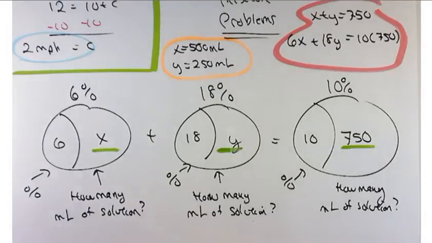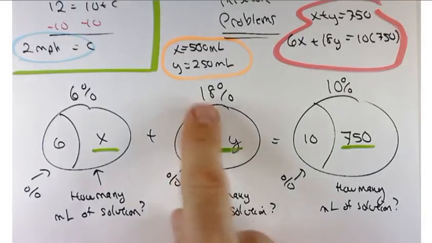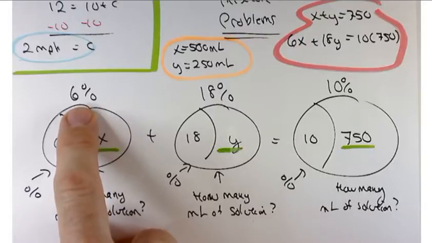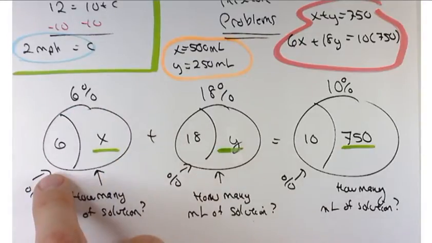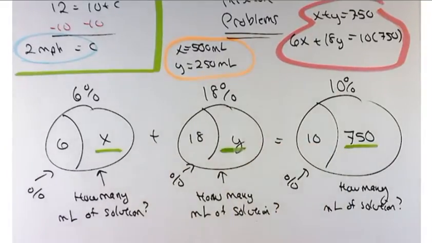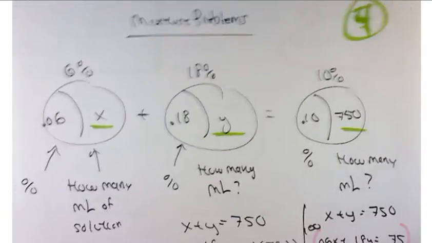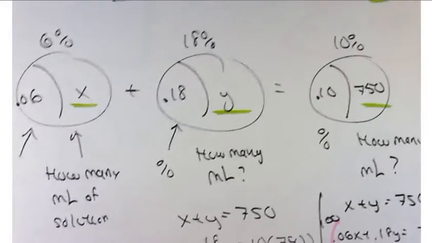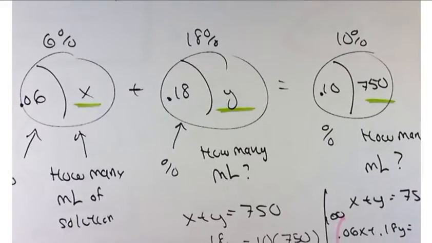One question that I got in my morning class was, well, wait a minute, what happened to the percentages? Isn't 6% 0.06, right? How come I didn't use that? How come I didn't use 0.18 here or 0.10 here? And the answer is you can. So here it is, with all those extra things in here.